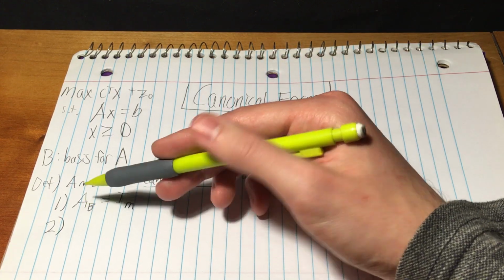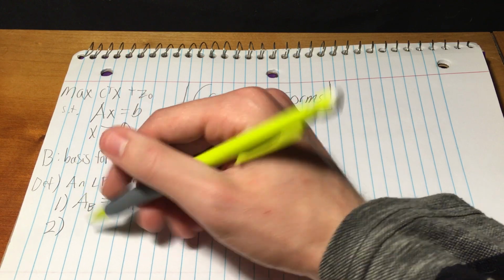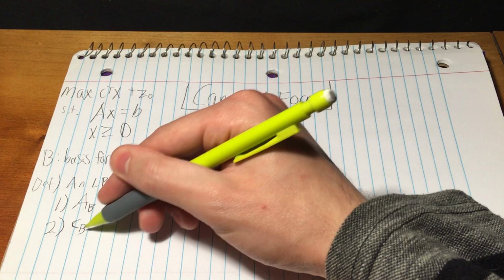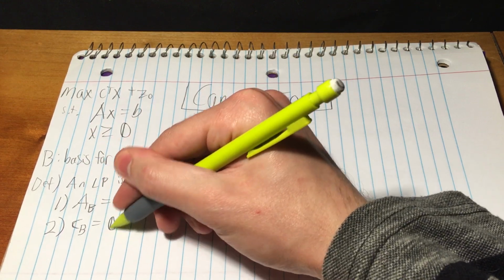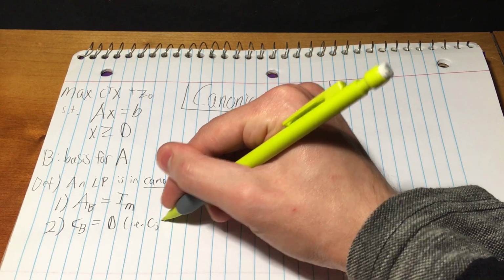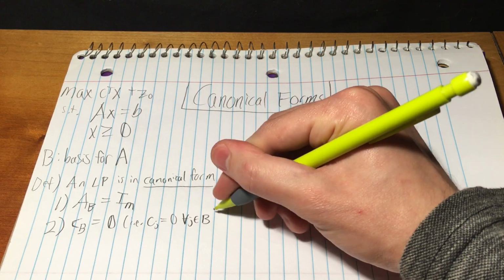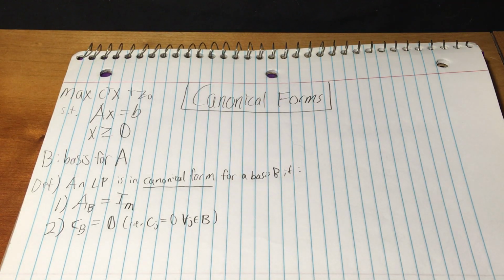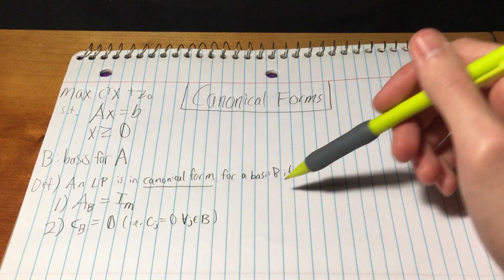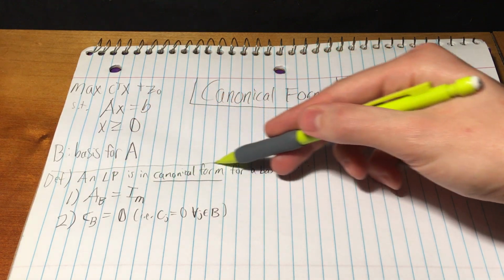We need the submatrix indexed by the basis B to be the identity matrix. And the second condition is we need the subvector of C that's indexed by B to be the zero vector. Or in other words, we need C sub j to be 0 for every index j in the basis. Okay, and so if we satisfy these two things, our linear program is in canonical form for this given basis. Let me just box this off.